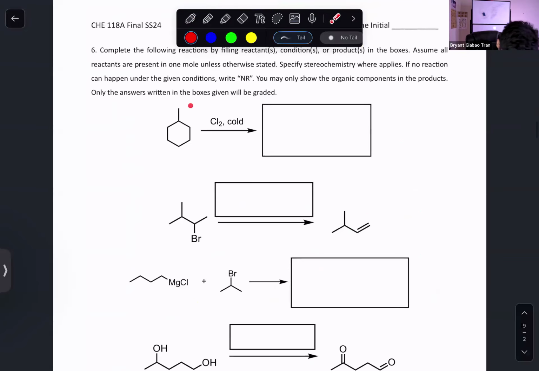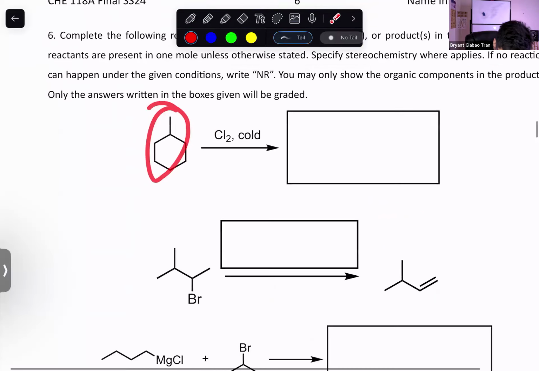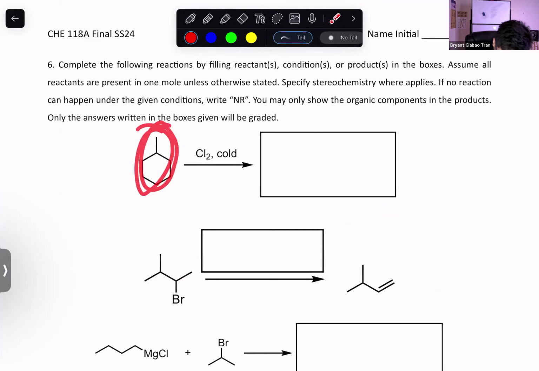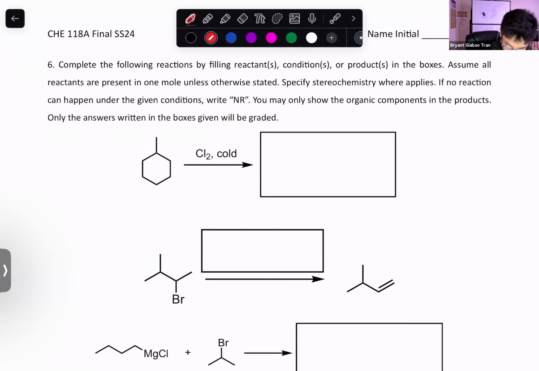Okay, this one. A regular alkane right here will have no functional group. And we said earlier that the only reaction it could do, if it's not unstable, is halogenation, right? But halogenation needs light or heat, so no reaction, because this is in cold conditions.